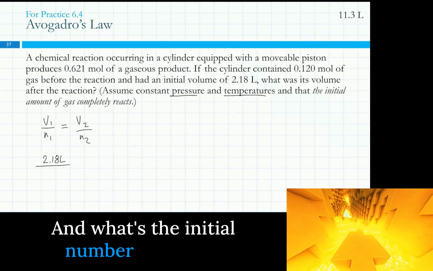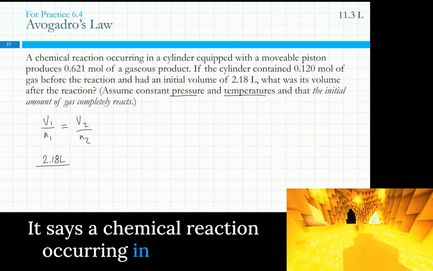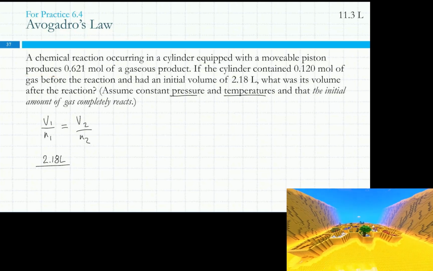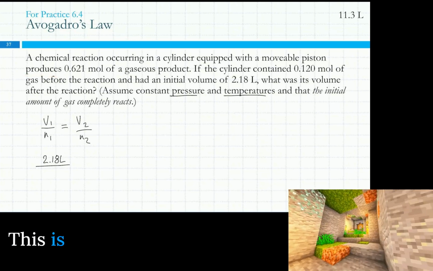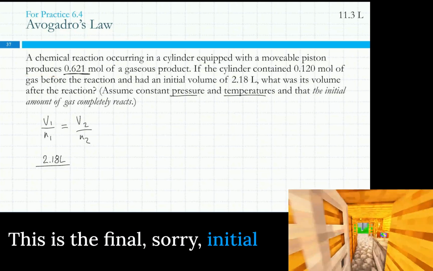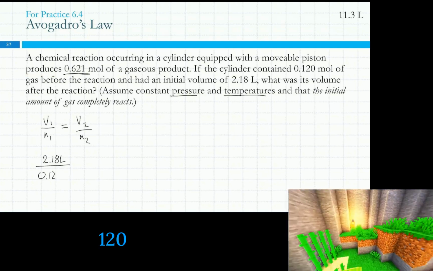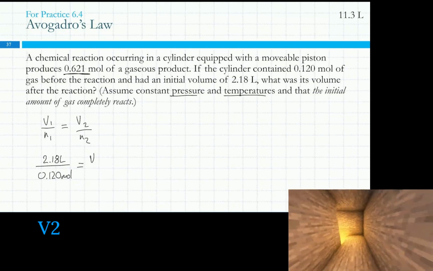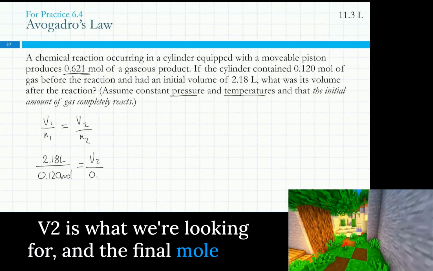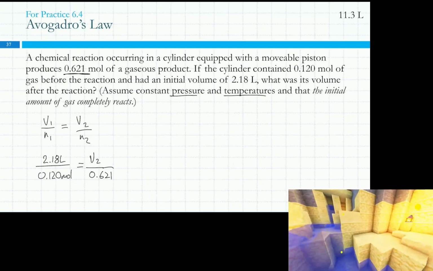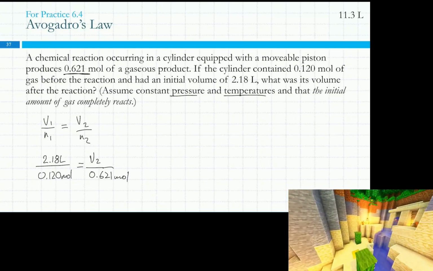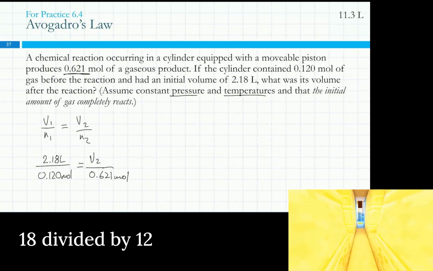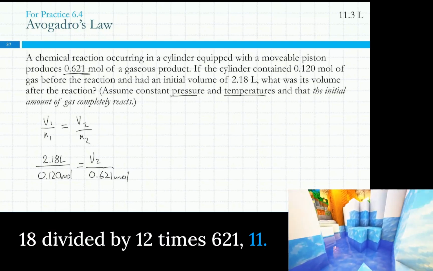And what's the initial number of moles? It says a chemical reaction occurring in a cylinder equipped with a movable piston produces. It's tricky. They're written in a different order. This is the final. So our initial is 0.120 moles. V2 is what we're looking for, and the final moles is 0.621. So 2.18 divided by 0.12 times 0.621.